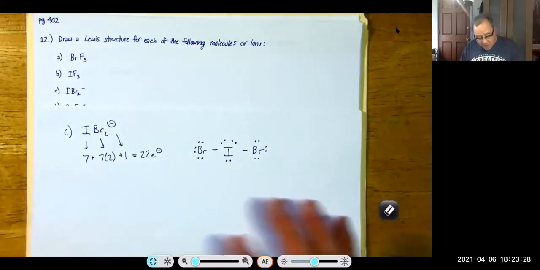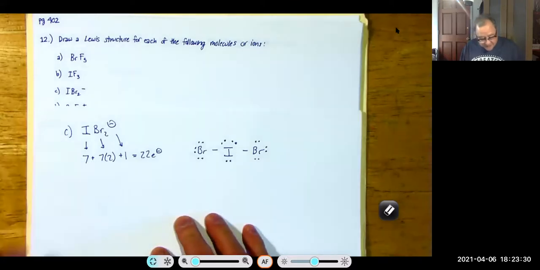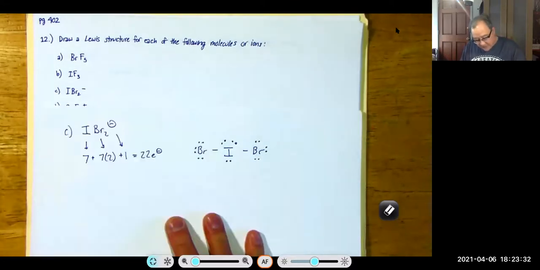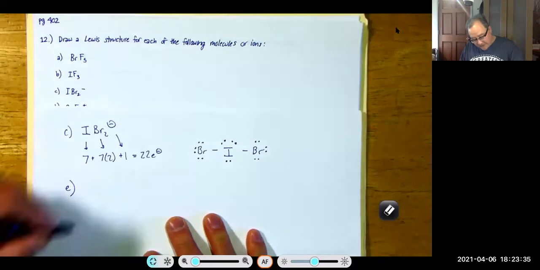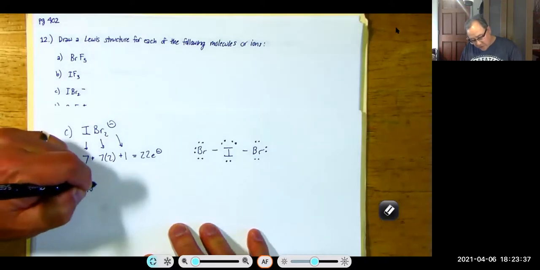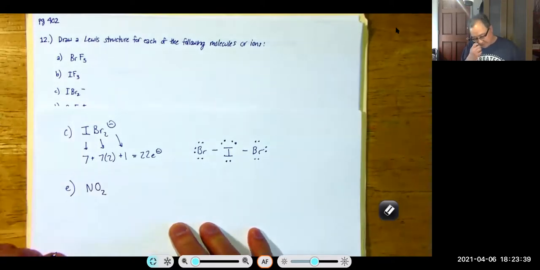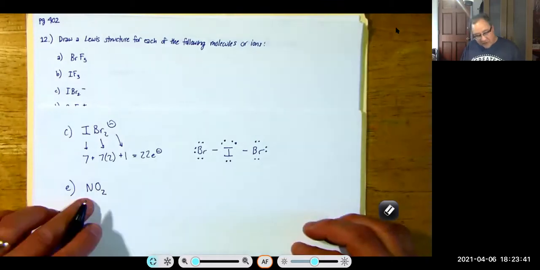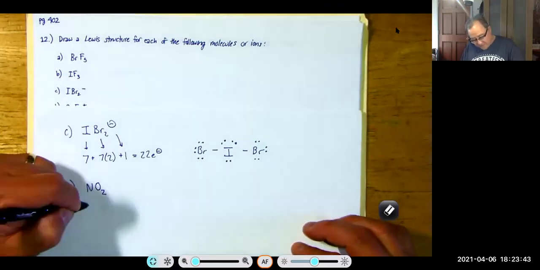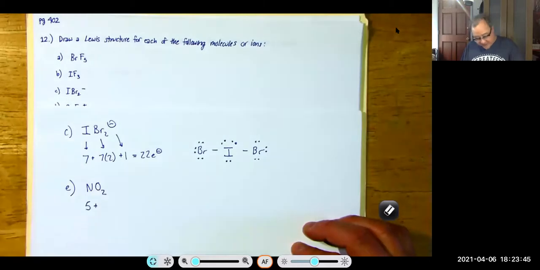This is not one of the problems. Let's look at NO2. Nitrogen is in group 5A. Oxygen is in group 6A.